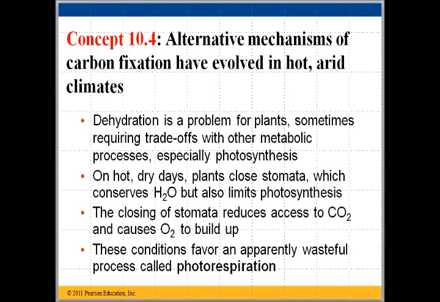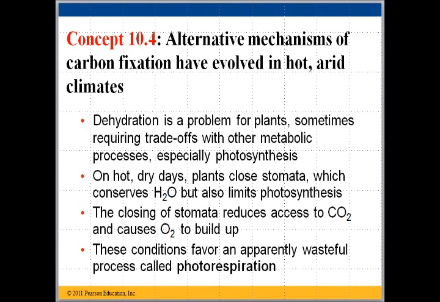Plants, since they are pretty much stuck in place for the most part, we're talking about land plants, have a problem sometimes getting water. They can't go to the water, they have to wait for the water to come to them to some degree. So dehydration is a major problem, particularly in hot, arid climates, and so sometimes this requires the plant to create some trade-offs with other metabolic processes, because the problem is on hot, dry days, as you open those stomata in the leaves, you're going to lose a tremendous amount of water due to transpiration.